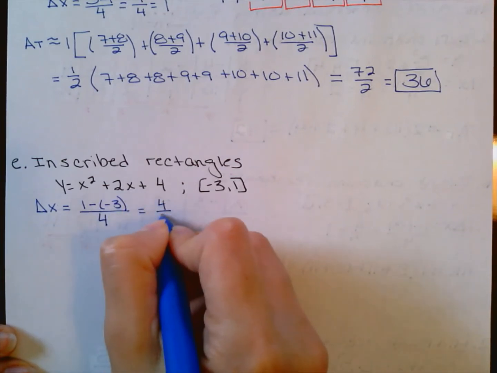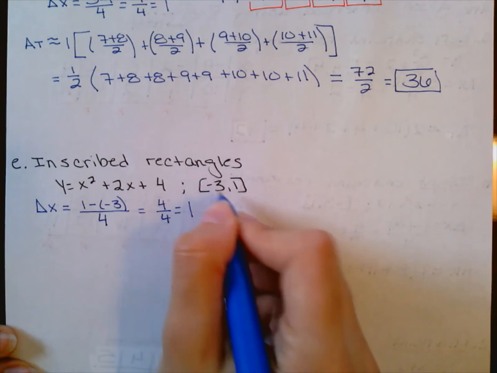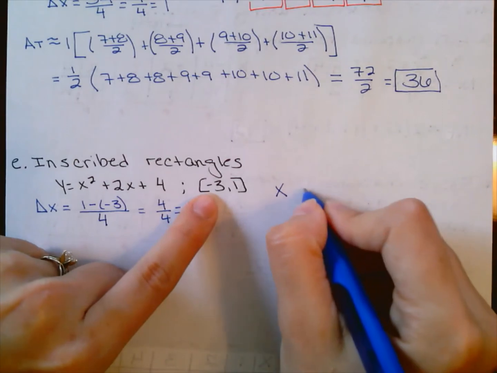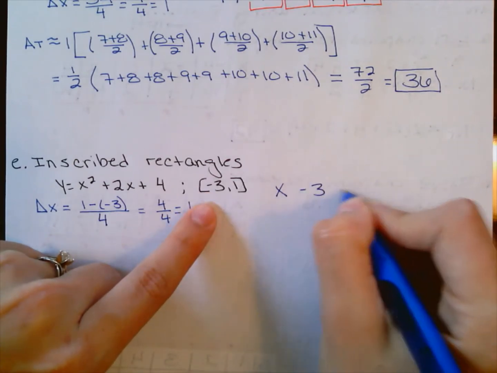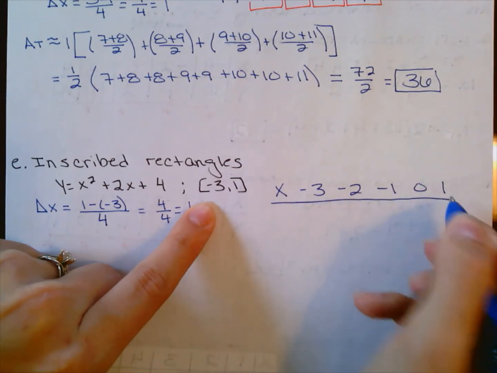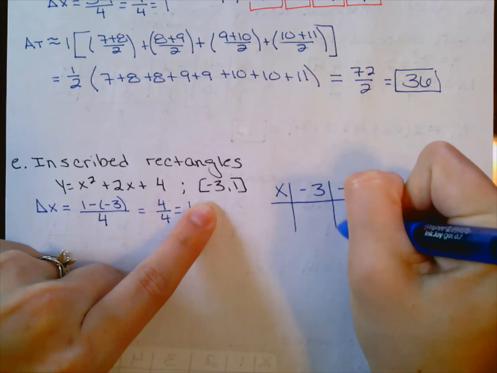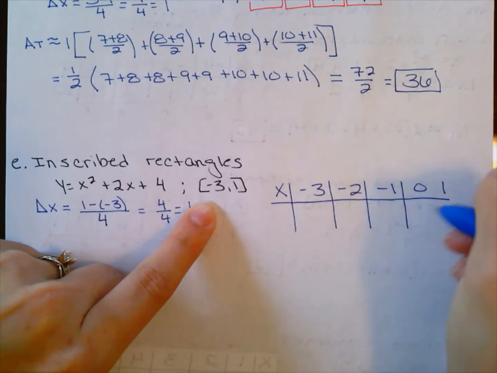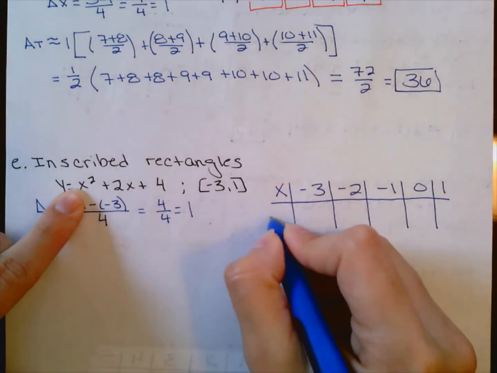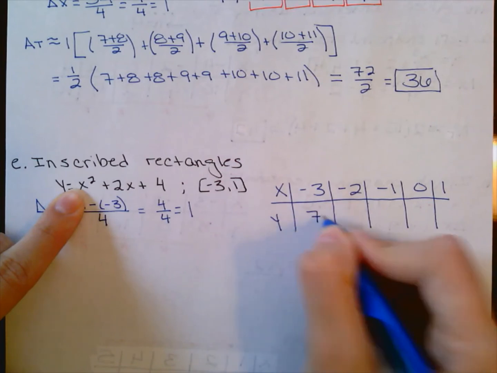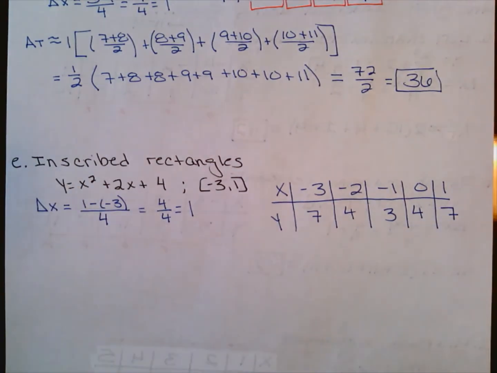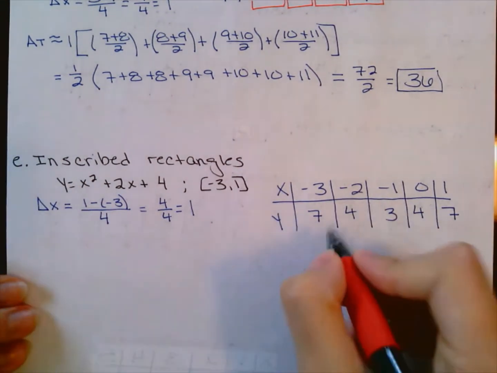Once again, I know this seems like we're going through the motions and always getting 1, but these numbers could always change. So my chart is going to move one number at a time because its delta x was 1. Now I'm going to plug these x values in to get my y values. I end up with 7, 4, 3, 4, 7. I want 4 rectangles.